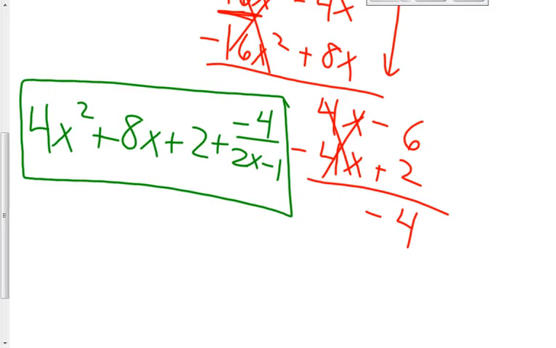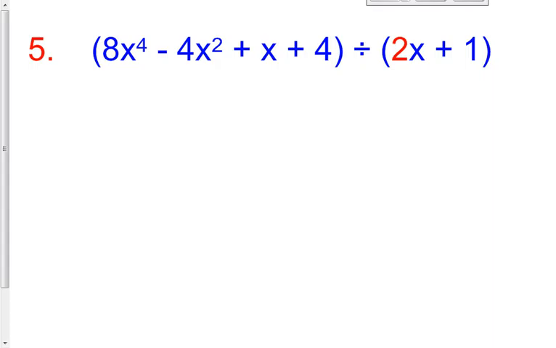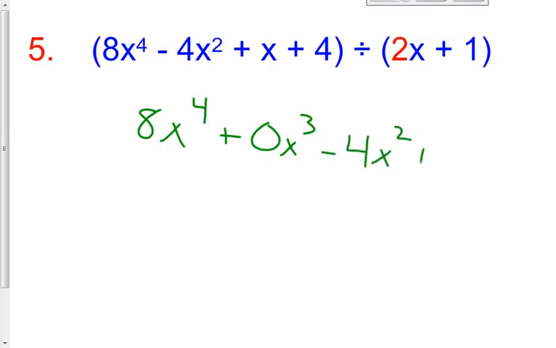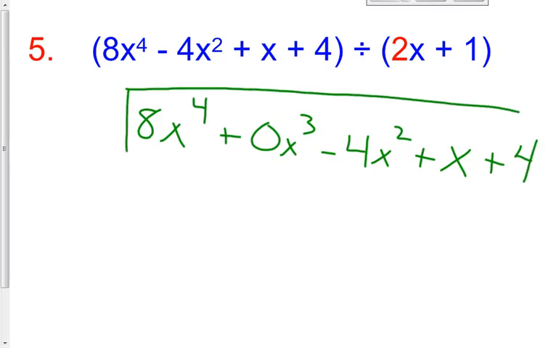Let's try one more problem all together as a class, and then you guys can try number 6 on your own again. Okay? So here comes problem number 5. 8x to the 4th minus 4x squared. Whoa, whoa, whoa, placeholder, placeholder. So 8x to the 4th plus 0x cubed minus 4x squared plus an x plus 4. So make sure you always go in descending order and put placeholders in for a term that is maybe not there. And then divided by 2x plus 1.